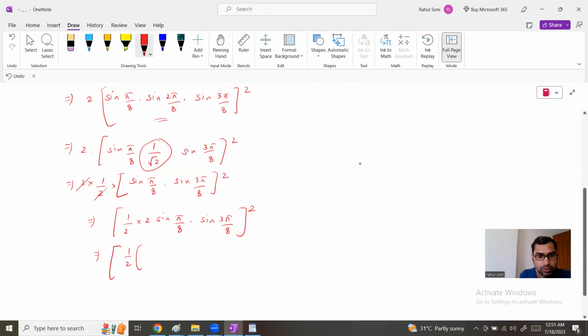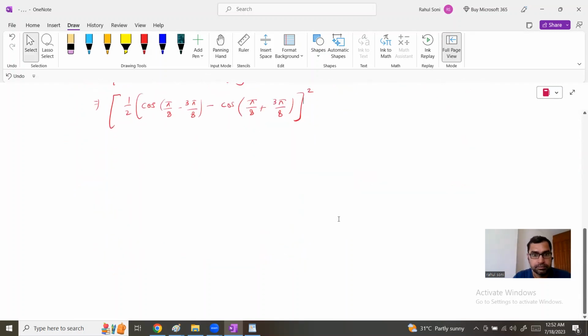1 upon 2, 2 sine A sine B. Let me write the complete formula for you here. 2 sine A sine B equal to cos A minus B minus cos A plus B. So this becomes cos A minus B, meaning pi by 8 minus 3 pi by 8, minus cos A plus B, that is pi by 8 plus 3 pi by 8.